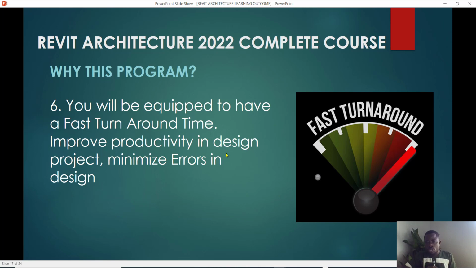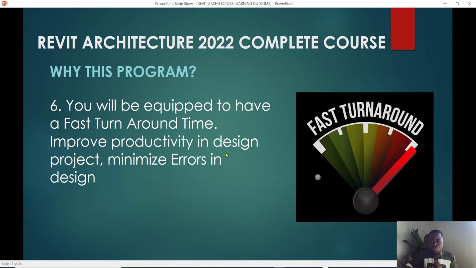The sixth point, you'll be equipped to have a fast turnaround time. A job that can take you, let's say, 60 days, or 1 month, or 2 months, or even 3 months in CAD, in Revit takes you about a week or two, straight up. So you'll be able to finish more projects within a specified time. If CAD can take you about 3 months to do a job, you're able to use 2 weeks to do that same job in Revit, and that is good news. So you have fast turnaround time.